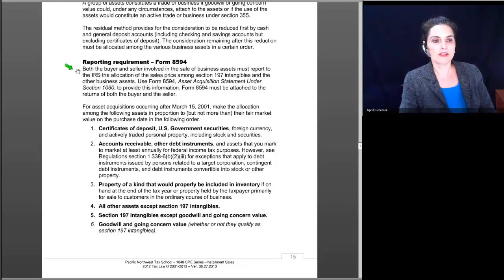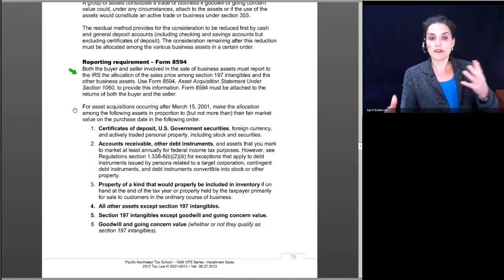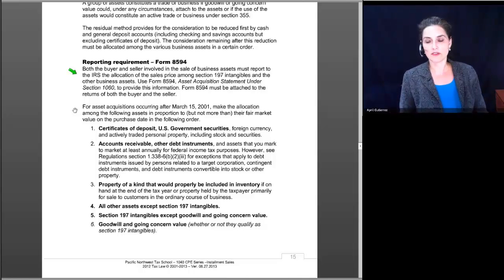Both the buyer and the seller involved in the sale of business assets must report to the IRS the allocation of the sales price among Section 197 intangibles and other business assets. You use Form 8594 to provide this information, and it must be attached to the tax return of both the buyer and the seller. Typically, if they're working together and there is a written agreement spelling out the agreed upon allocation of sales price, they could fill out 8594 and they both have the same numbers on there. But it's also possible that there was no agreement on it and they can't agree on it, and so they're going to fill it out each in their own way.